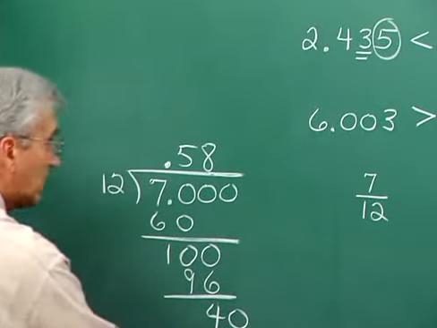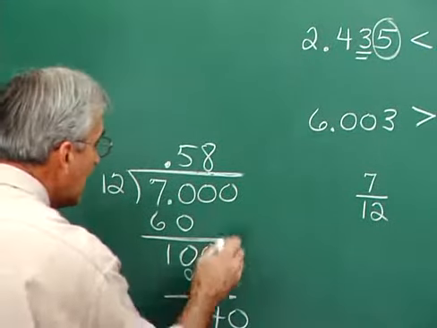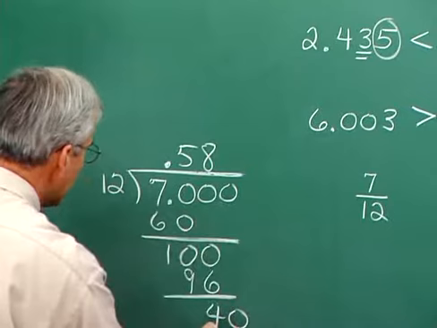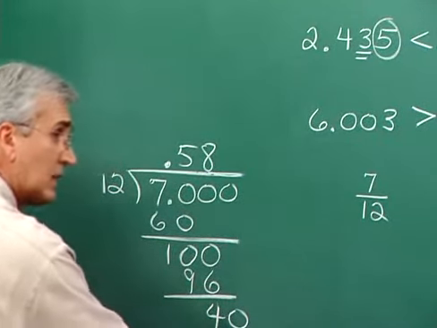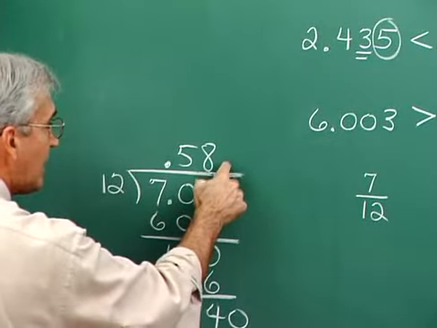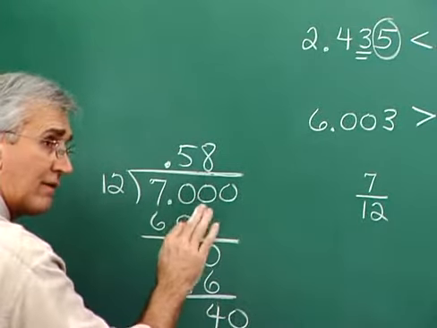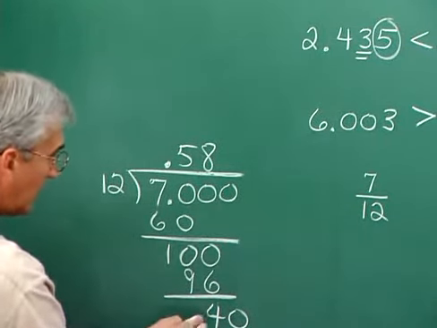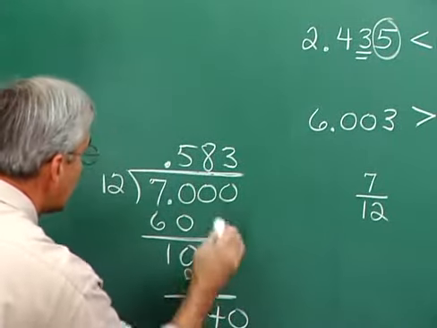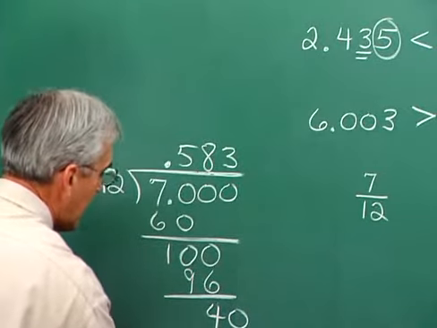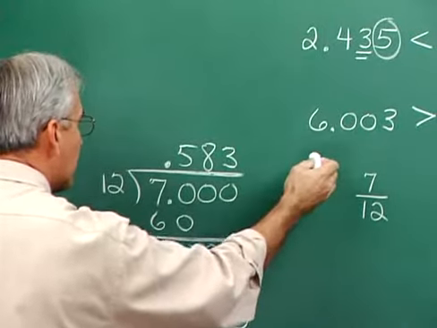Now, at this point, 0.58 is the same as the decimal I have over here. And I can bring down the 0. 12 into 40 goes, I don't really care how many times exactly, because if this digit has any value whatsoever, then 7/12 is going to have more value than 0.58. Well, let's see what it turns out to be. It ends up being 3. 3 times 2, 6. 3 times 1, 3. And I get a remainder of 4. But no matter. And the division continues with 3's repeated here.